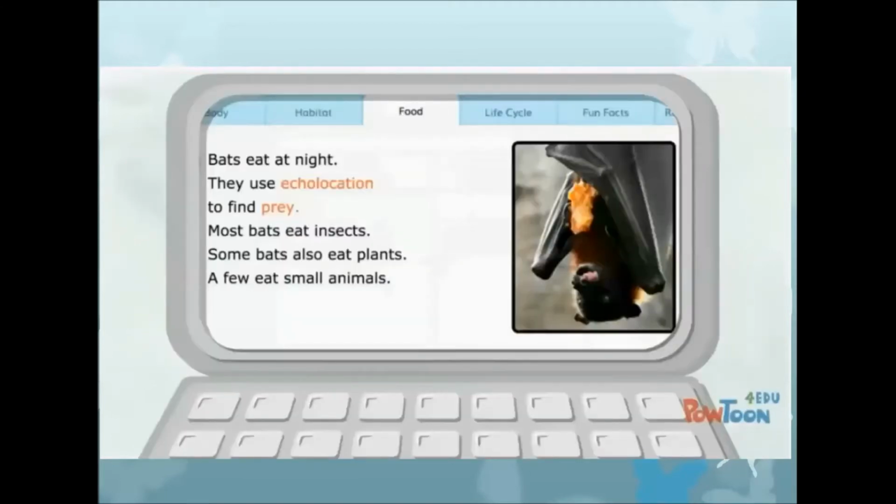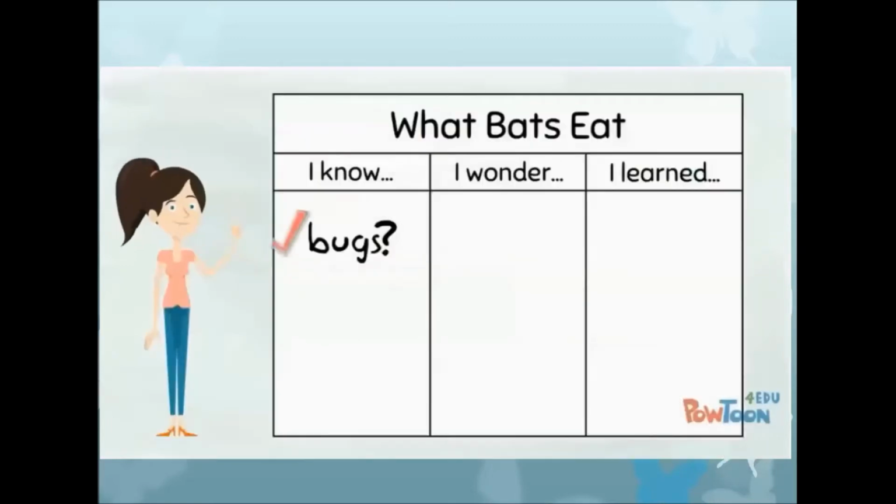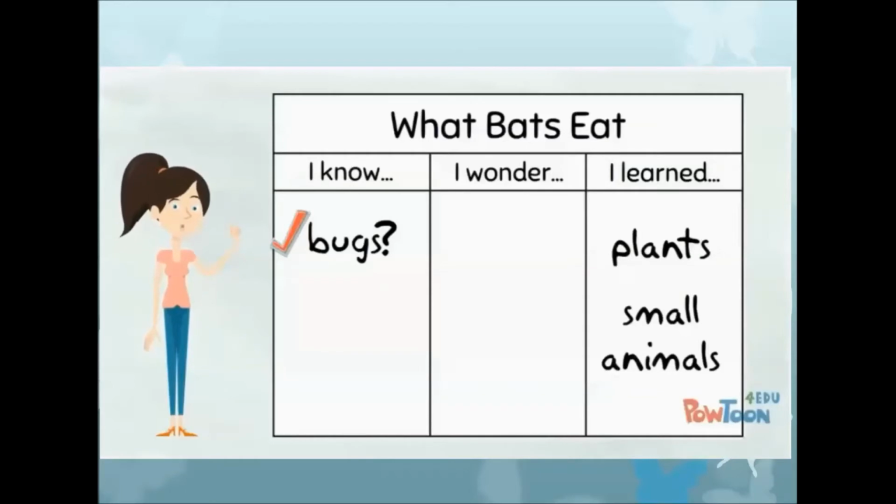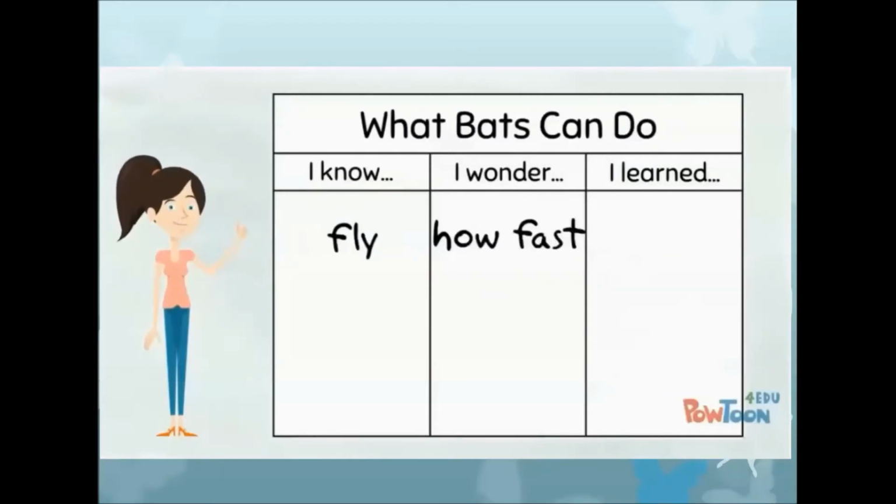The next page is about food. It says, bats eat at night. They use echolocation to find prey. Most bats eat insects. Some bats also eat plants. A few eat small animals. So bats do eat bugs, but I learned that bats can also eat plants and even small animals. Wow. I'm still looking for some information to add to my page about what bats can do.